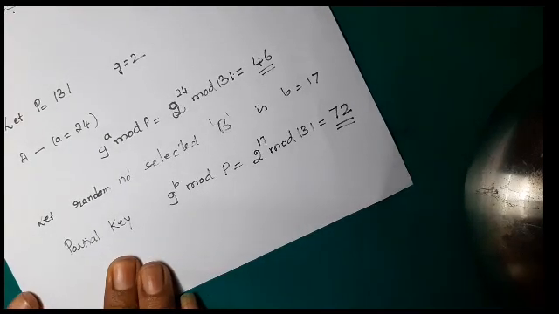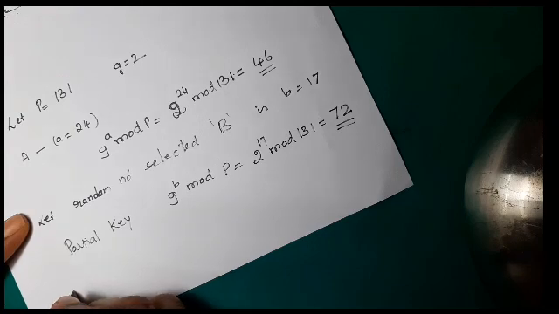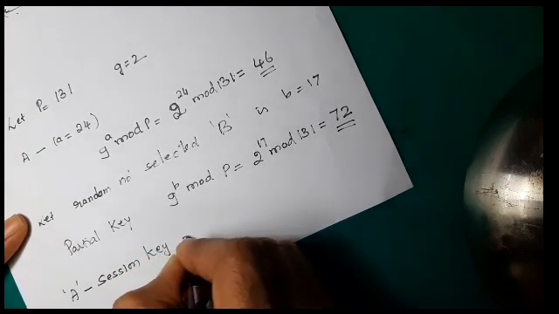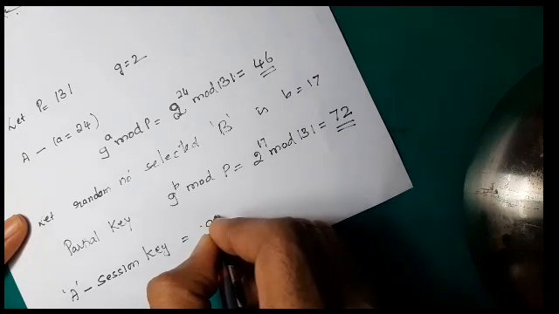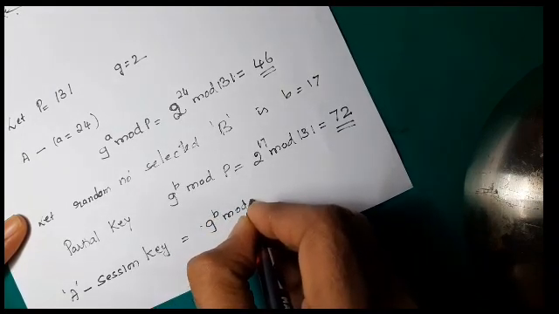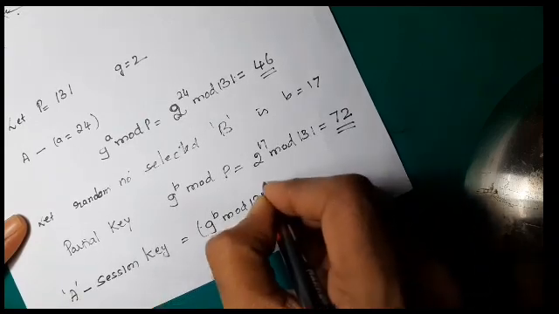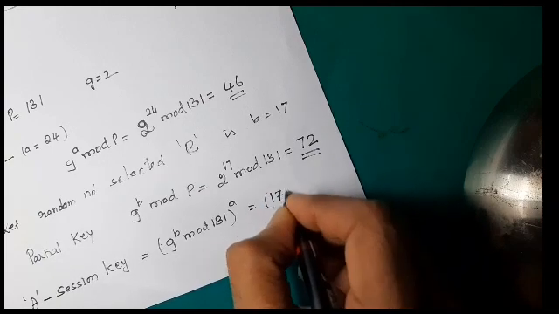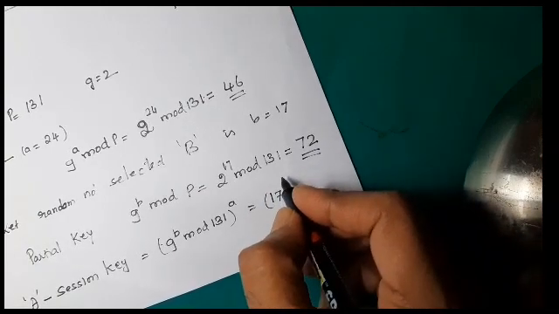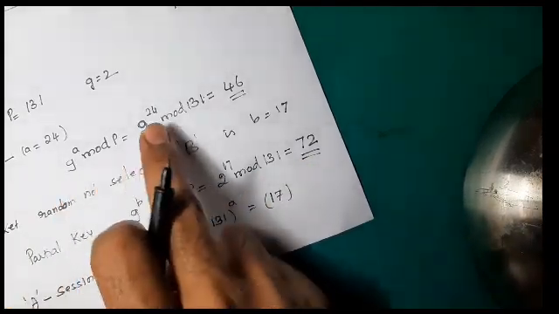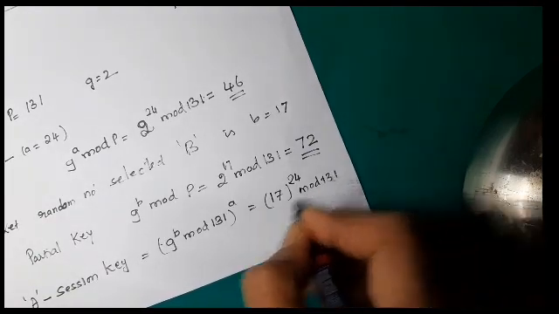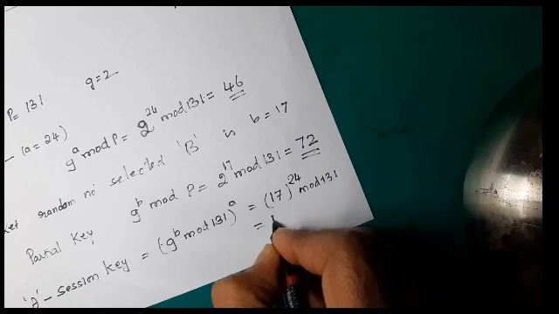Now, after receiving these partial keys, A computes the session key. That is equal to g raised to b mod p, that is 72 raised to a, what is the value of a? Small a is 24, mod 131. This is equal to 13.